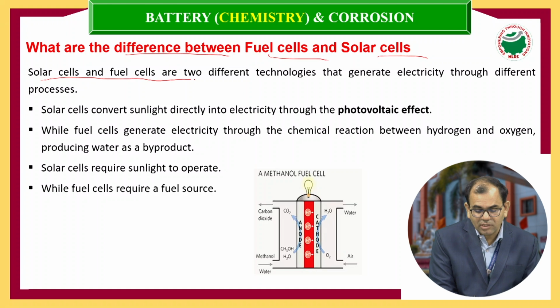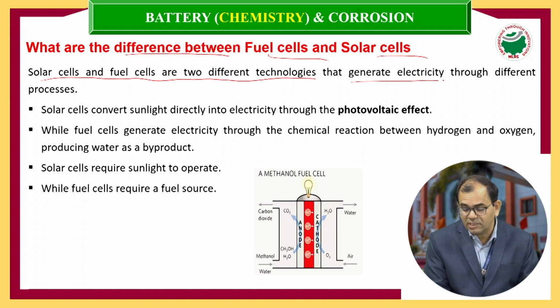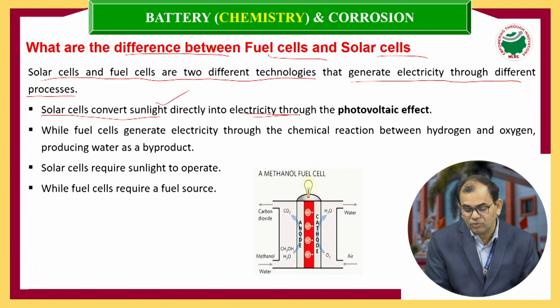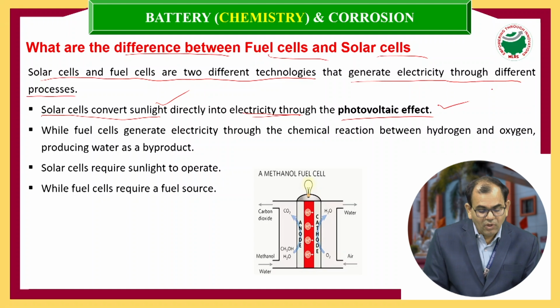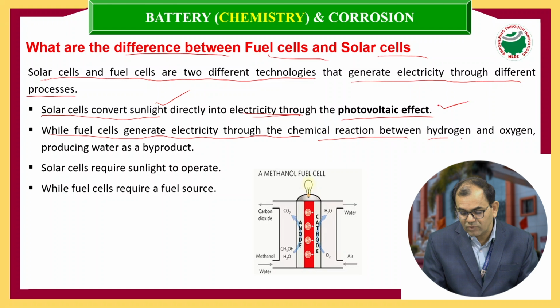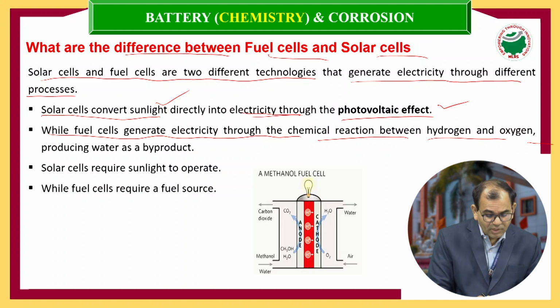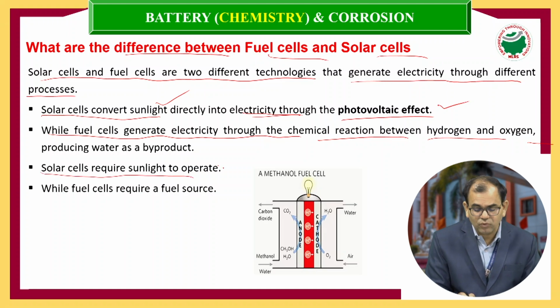Okay. Now solar cells and fuel cells, differences between fuel cell and solar cell. Solar cells and fuel cells are two different technologies that generate electricity through different processes. Solar cells convert sunlight into electricity through the photovoltaic effect, whereas fuel cells generate electricity through the chemical reaction between hydrogen and oxygen, as we have discussed earlier. In a hydrogen oxygen fuel cell, oxidation and reduction take place at the anode and cathode, followed by the circuit formation, and then finally output energy.